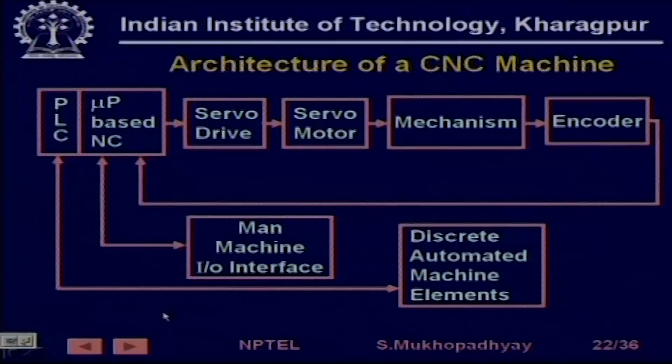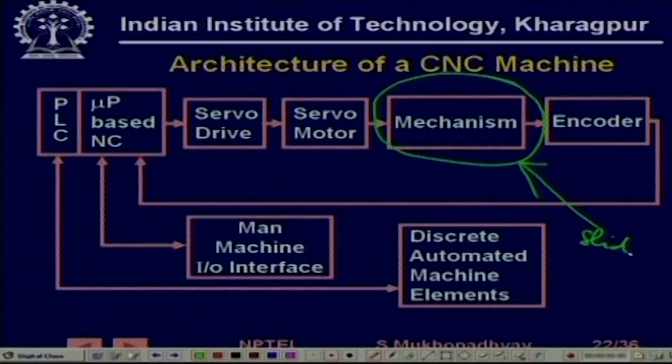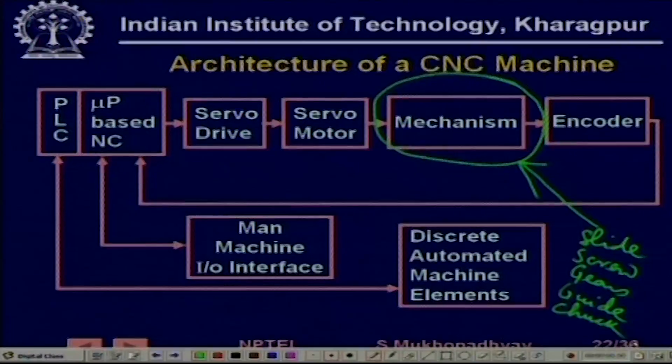Now we look at architectures of CNC machines. Typically a CNC machine will be made of these kinds of units. You have the basic mechanism, consisting of the slide, the screw, the gears, the guide, the chuck, etc. These are the mechanical parts which hold and move the job and the tool.